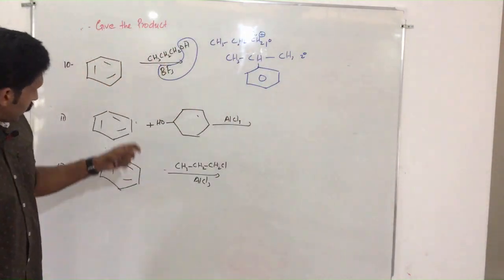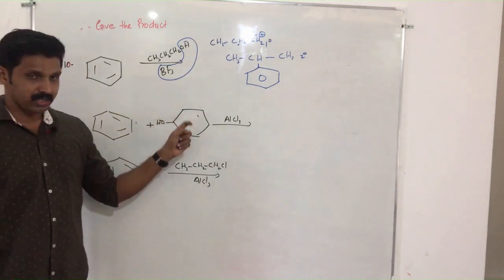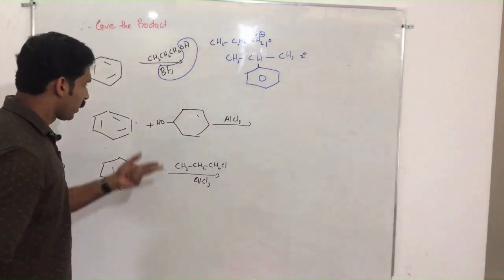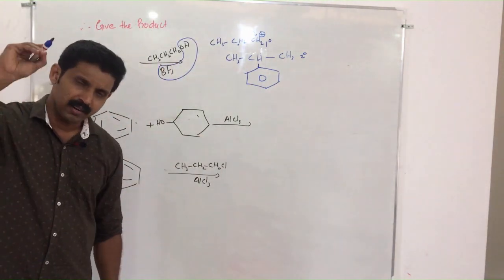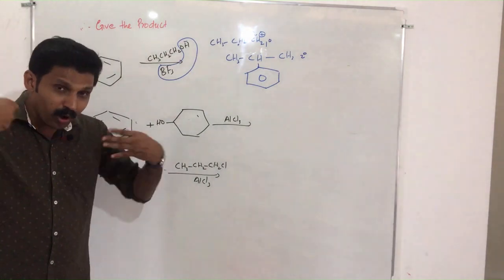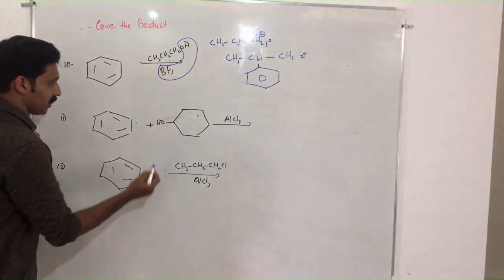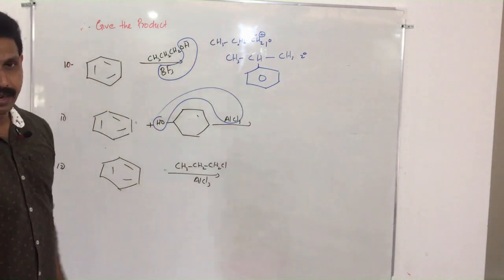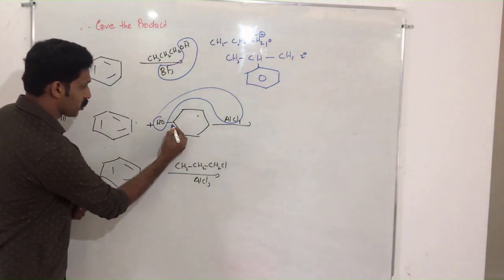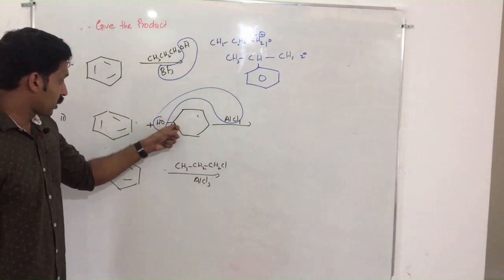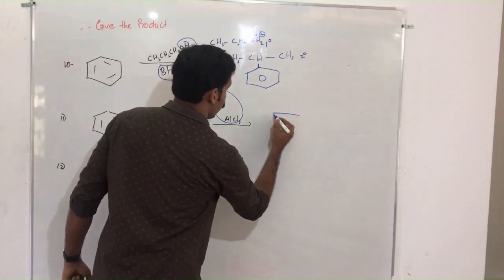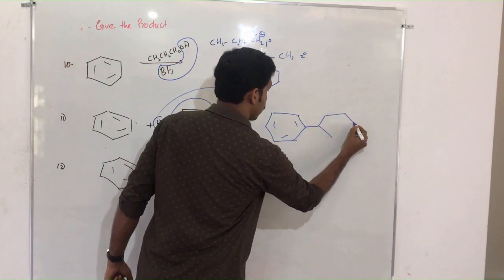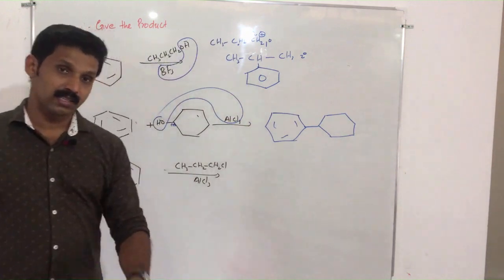Now look at the 11th question: benzene on reaction with cyclohexanol, not phenol, cyclohexanol. Here again there is a possibility of Friedel-Crafts cycloalkylation happening. The mechanism is that this OH is abstracted by AlCl3, due to which a plus charge is created here. This plus charge attacks the benzene ring, so you will get the answer this way: on the benzene ring there is a cyclohexyl group.